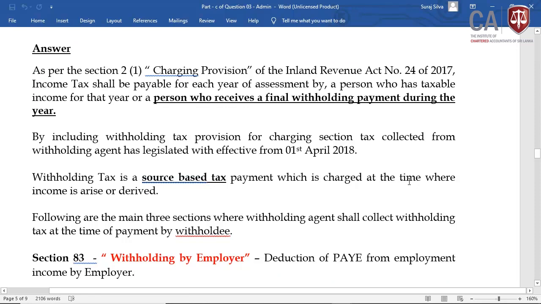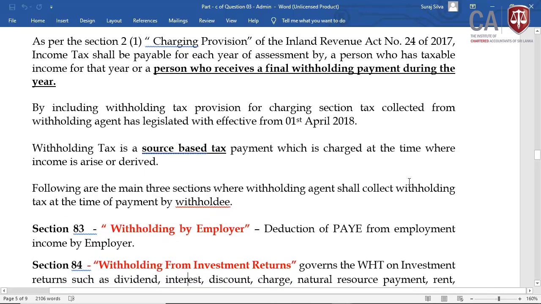As per section 2, subsection 1, the charging section of the Inland Revenue Act number 24 of 2017, income tax shall be payable for each year of assessment by a person who has taxable income for that year, or a person who receives a final withholding payment during the year. This is a charging section, where withholding tax came into effect from 1st April 2018.